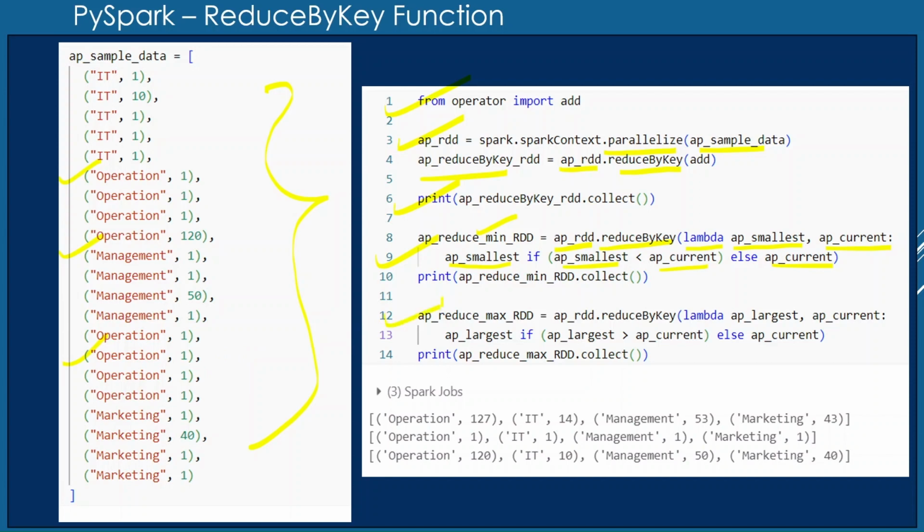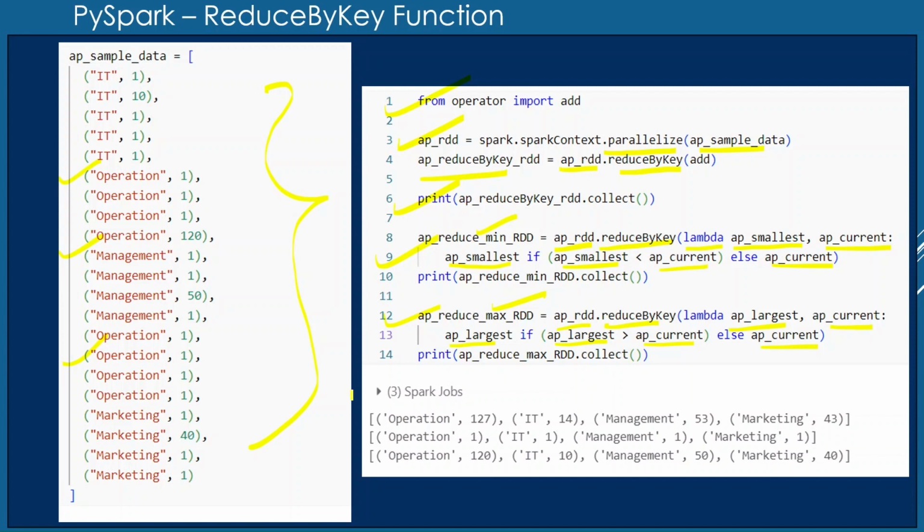Here again I am calling the reduceByKey function on top of this RDD. I am creating a lambda function, passing two parameters, AP largest and AP current. It will return AP largest if AP largest is greater than AP current, else it will return AP current. And whenever we print the max RDD with the help of collect, the maximum value will come. I have also captured the output.